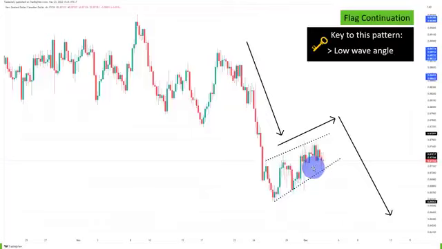The market always moves in those waves. There's always this back and forth that I talked about so many times. And the key to the flag is the low wave angle. Whereas here we have a very steep angle, the angle here is not as steep, obviously. So the market rises, but it rises very slowly. There's also a lot of volatility and a lot of noise in this pattern.